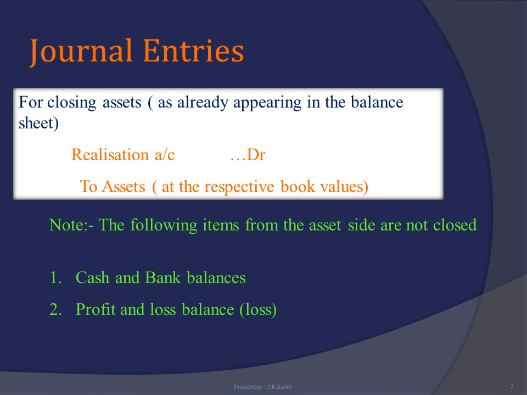Profit and loss account, loss, that is a debit balance appearing on the asset side. This will be distributed in the old ratio. Capital accounts, current account balance, if given on the asset side, these are debit balances and transferred into the capital account on the debit side as balance brought down.